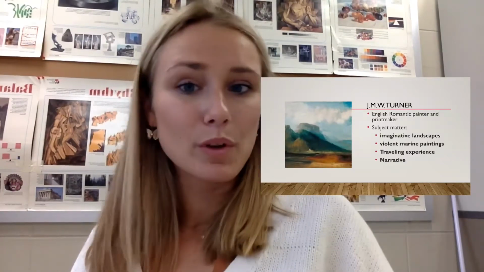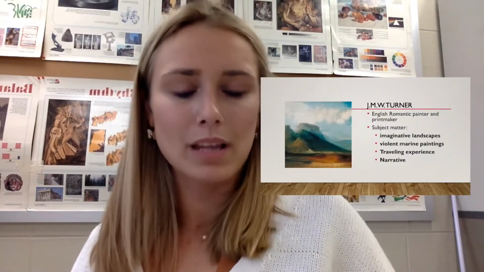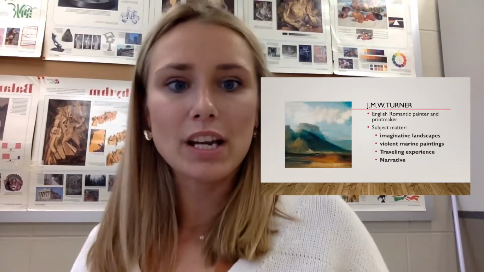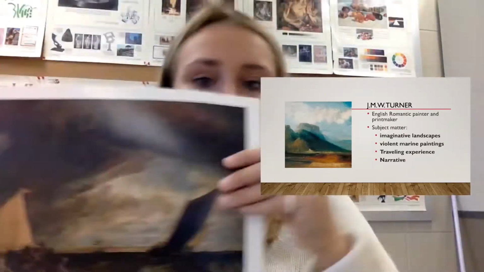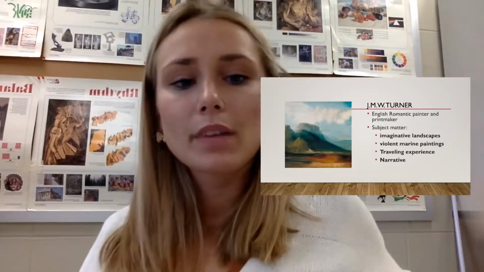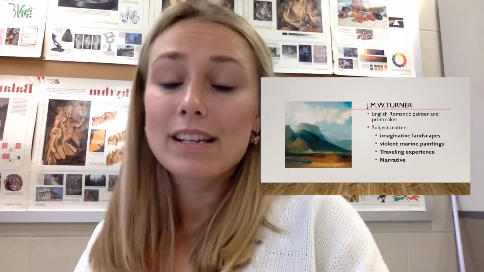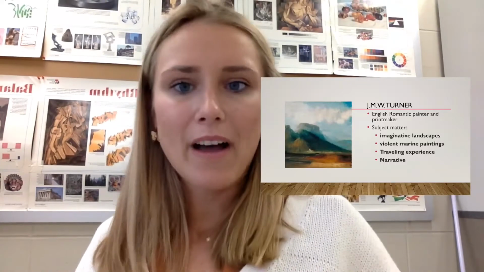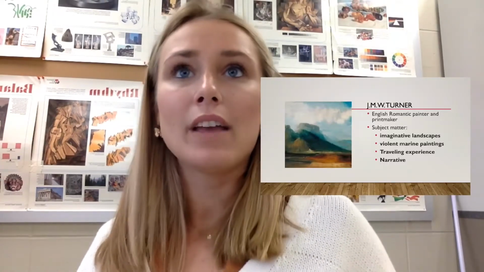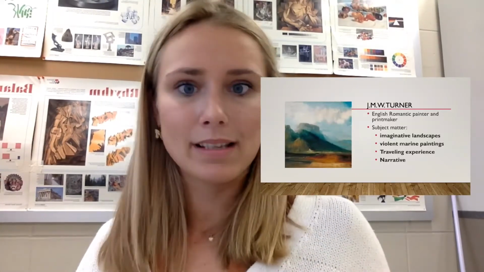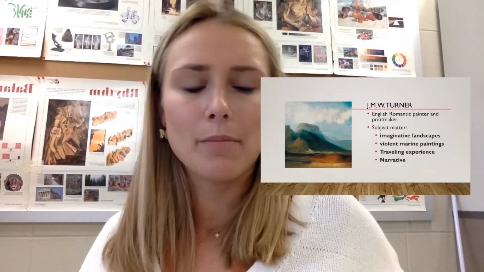And in his paintings, which I have an example right here too, oftentimes are imaginative landscapes, which is really important to Romanticism. It's both of those things, but imagination, violent marine paintings. So this is an excellent example of that, and I'm about to show you another one as well. Traveling experience. So a lot of times we're going to find that his paintings are of his experience while going to other places in the traveling aspect of them, like the sea.